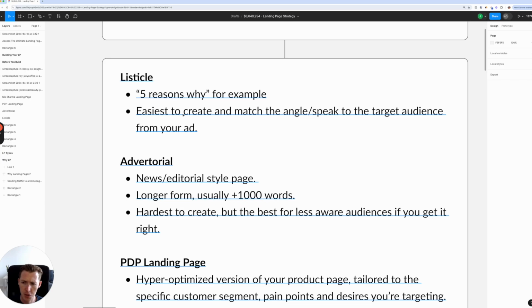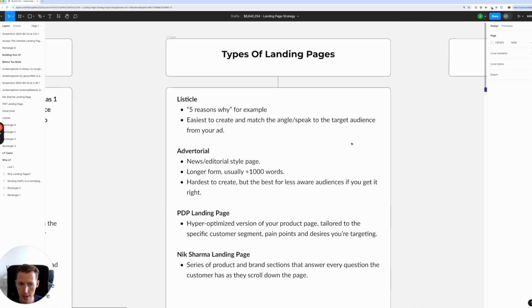Could be 7 reasons why, 10 reasons why, 3 reasons why, doesn't really matter. The format is a list, right? And we're going to show you an example right now. This one is the easiest to create, and it matches the angle or speaks to the target audience from your ad, right? So it's the easiest, lowest lift.